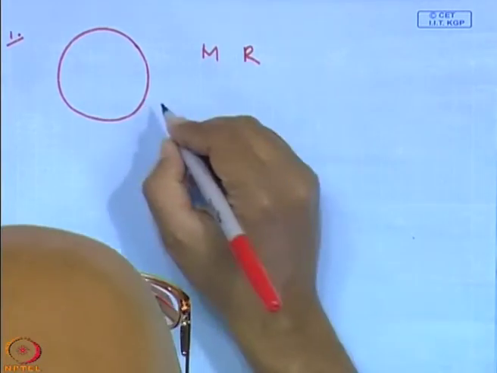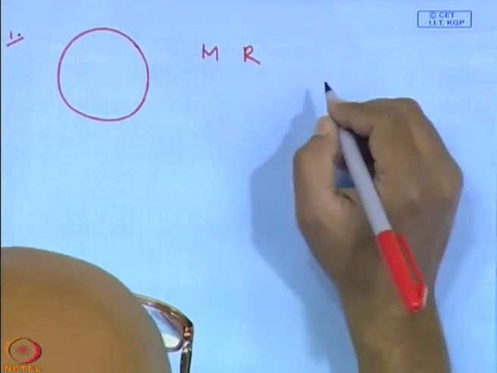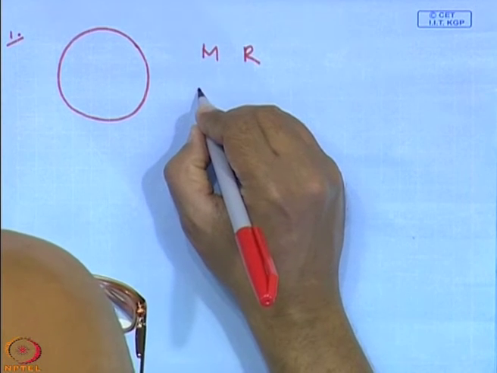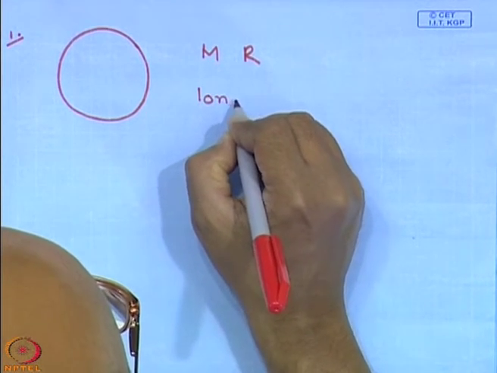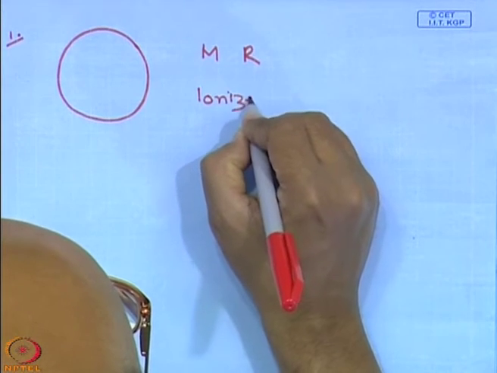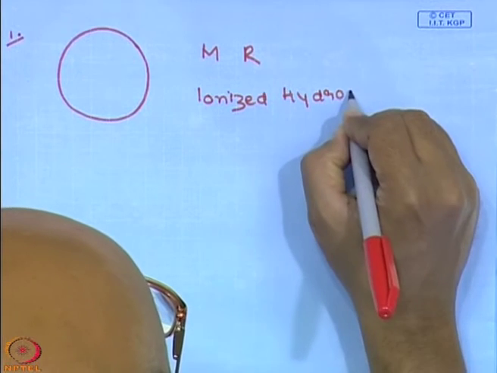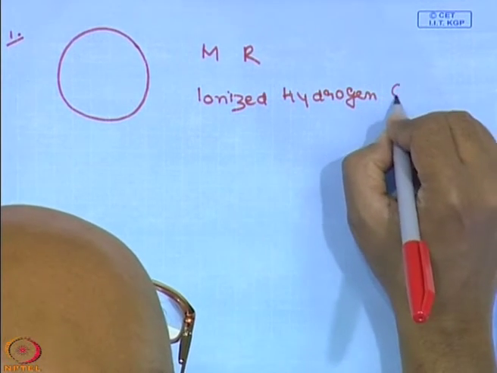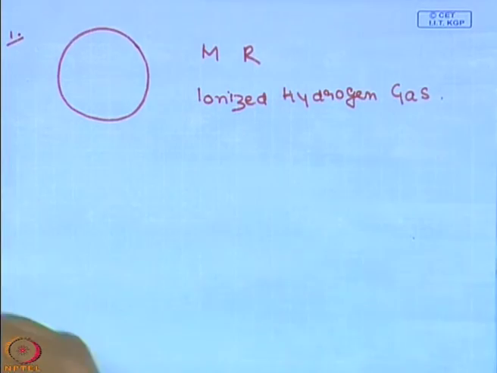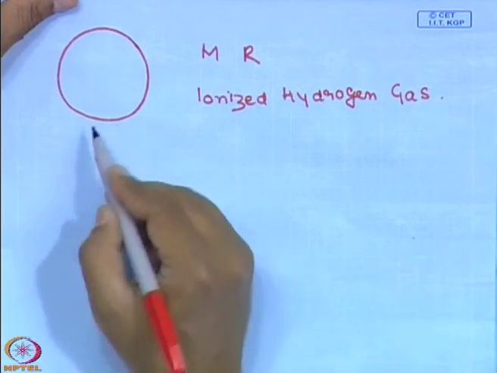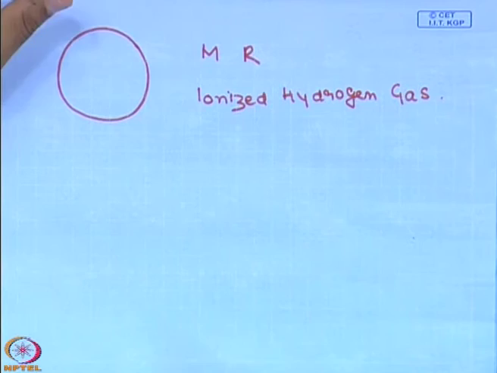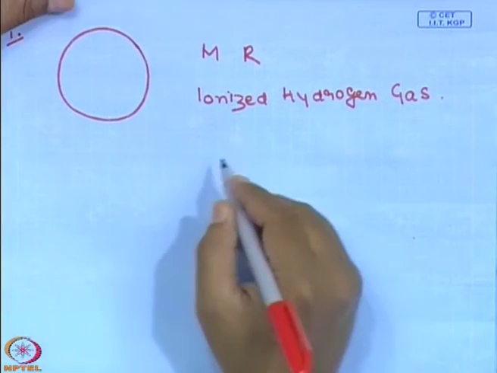Okay. So, this sphere is made up of hydrogen gas. We shall assume that it is made up of ionized hydrogen gas and it is in virial equilibrium. Now, this sphere in virial equilibrium will have some virial temperature. We shall come to this.